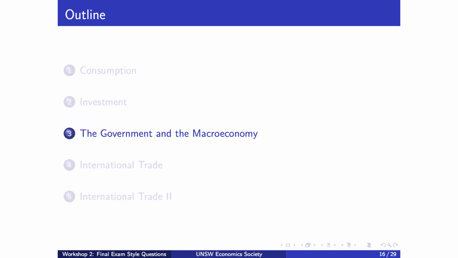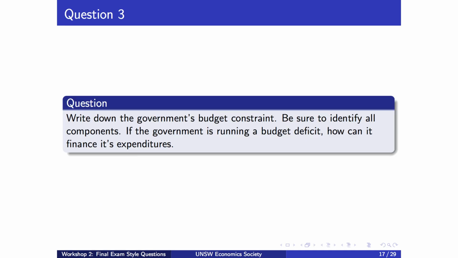Let's move on to a question about the government and the macroeconomy. Question 3. Write down the government's budget constraint. Be sure to identify all components. If the government is running a budget deficit, how can it finance its expenditures?